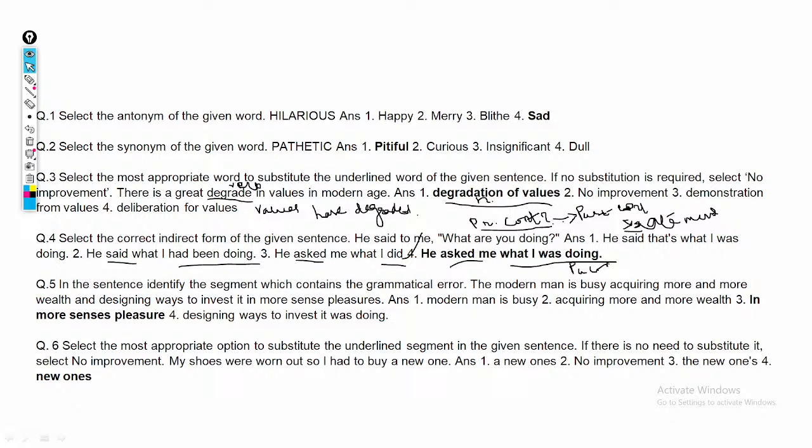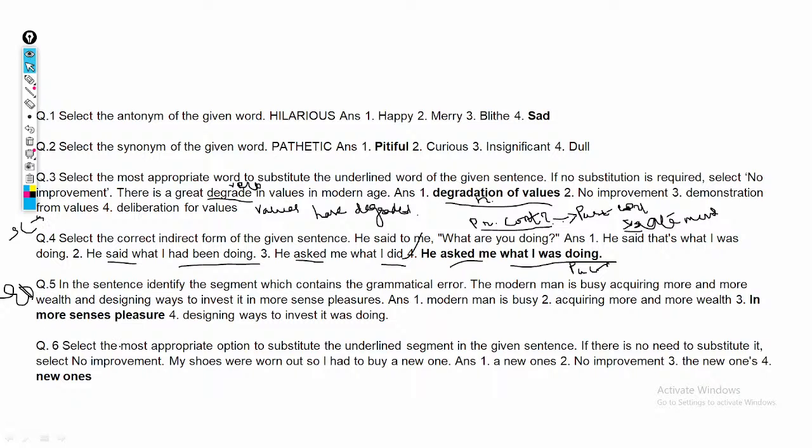The next is number 5. In the sentence, identify the segment which has the error. Okay, again, error detection. This is error detection, ED. But the previous one was sentence correction. There is a difference.